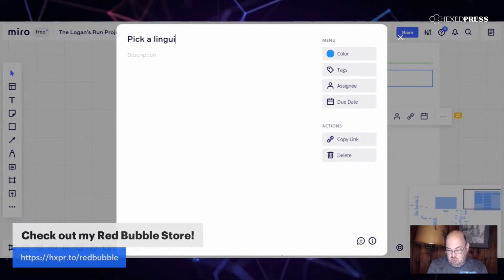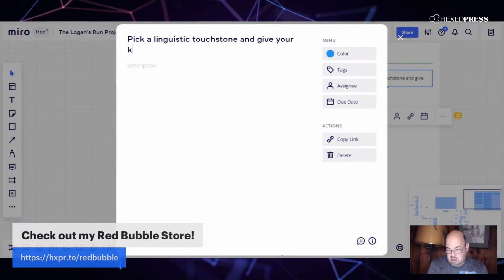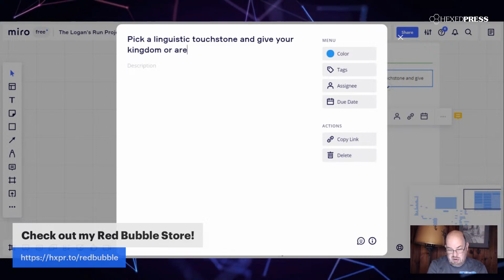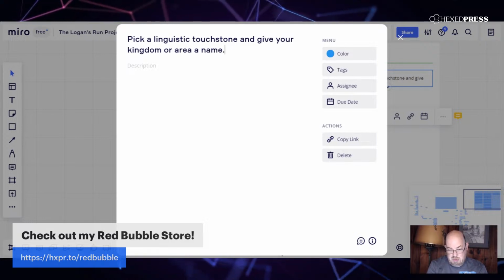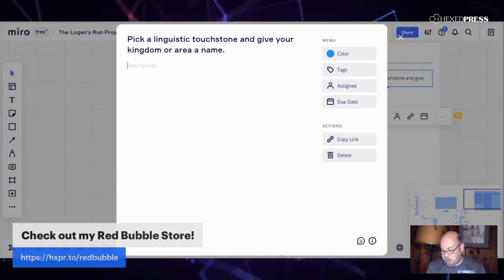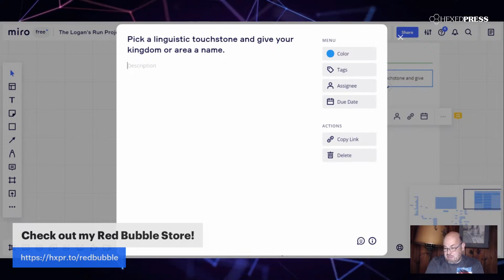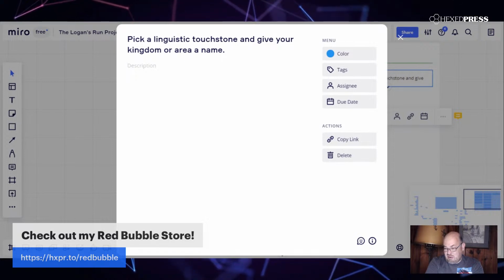Okay, pick a linguistic touchstone and give your kingdom or area a name. Okay, so right off the bat, a linguistic touchstone. I'm going to read a little bit of the description so we can get a better handle on what it's asking us here. This language is likely the tongue of the current or historical dominant group in the region. Conventional fantasy names tend to be random nonsense syllables picked from the creator's cultural phoneme stock. Places often end up as the city of adjective noun or the noun river.